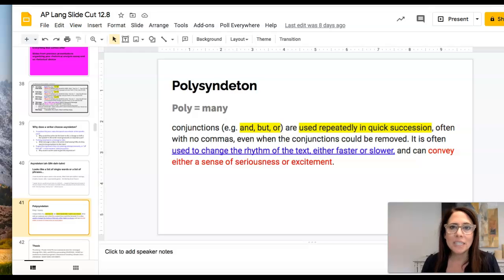So if you see a sentence with a lot of ands, or a lot of buts, or a lot of ors, or a lot of so's, then that's definitely polysyndeton. And that stops things. You're going a little bit slower, and you're chunking things down, and you're breaking it apart for your reader. So think about everything that is opposite of asyndeton as polysyndeton.